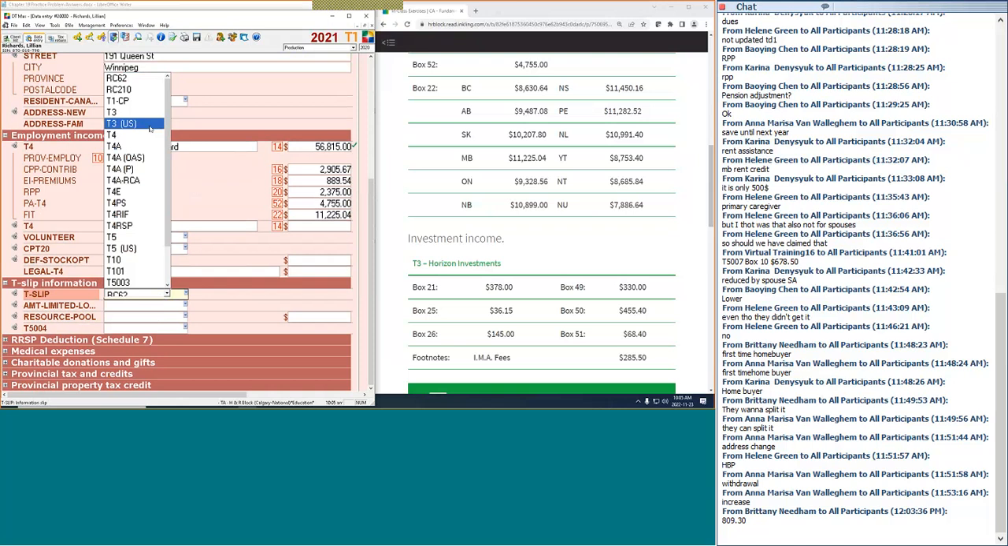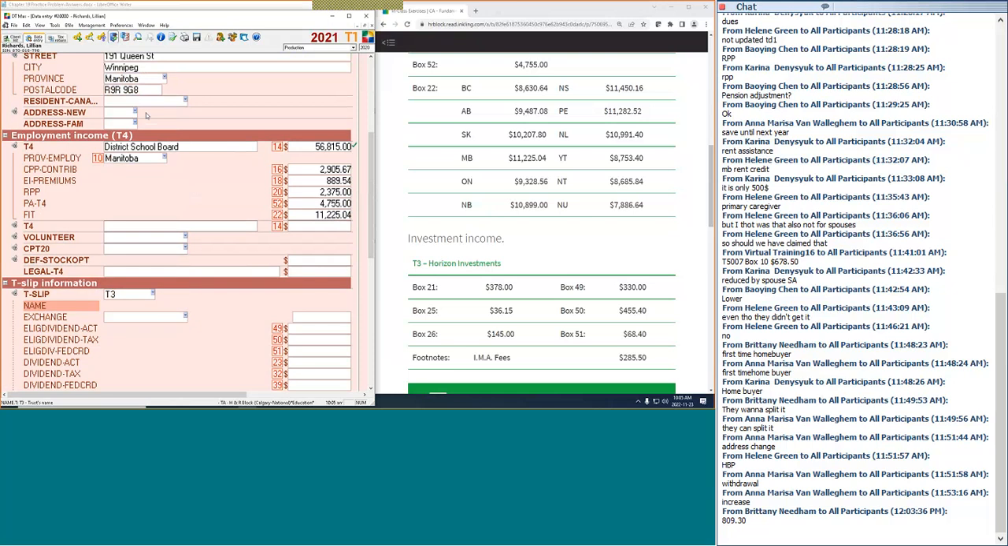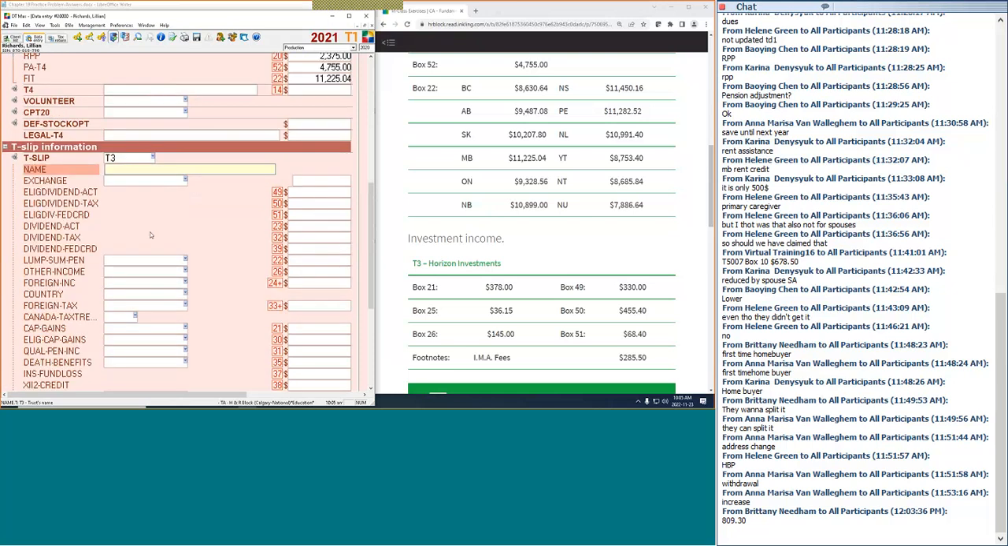I want you to notice, however, there are two different T3 slips. There's T3 and there's T3 US. I'm going to come back to T3 US in a minute, but let's start with just the straight regular T3 slip. The T3 slip will have lots of boxes that you don't need, so you should only enter the minimum amount of data necessary to get an accurate return. But please do put a name on these ones.